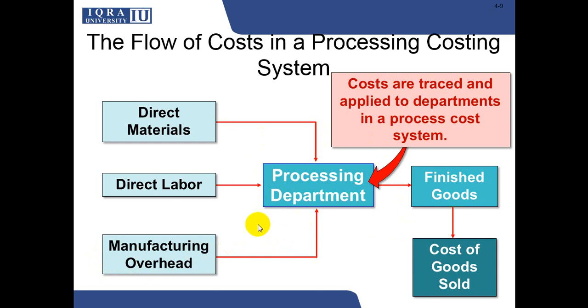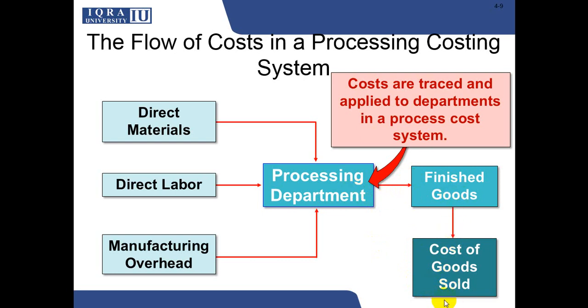So this is my processing department. Again material, labor, and overhead were incurred, and the cost is accumulated or traced to the department in a process costing system. Okay, this is my finished goods. If the product is 100% complete, I'm not saying 99.9% complete, no, 100%, right? Then it is transferred to finished goods. Otherwise it won't be able to transfer to finished goods, right?